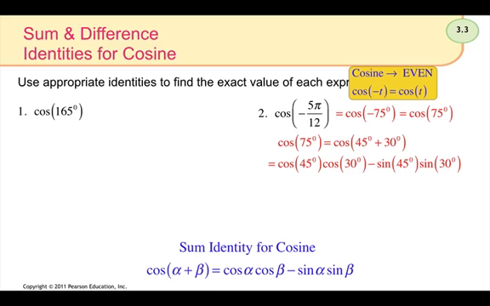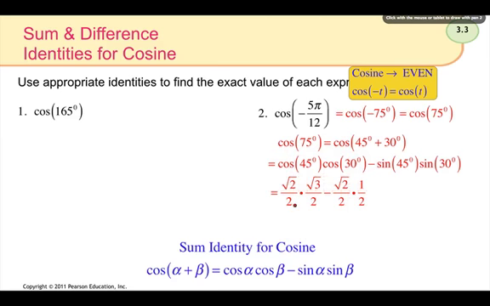Cosine of 45, cosine of alpha, cosine of beta, minus sine of alpha, sine of beta. And that's why you see cosine of 45, cosine of 30, minus sine of 45, sine of 30. So at this point, all I'm going to do is compute cosine of 45, cosine of 30, sine of 45, sine of 30, using the unit circle.